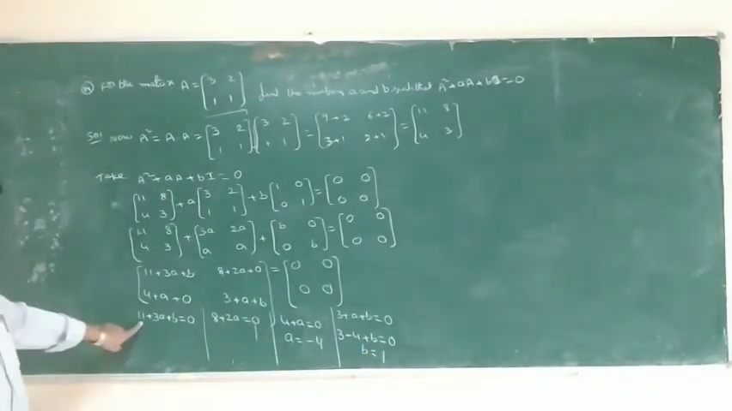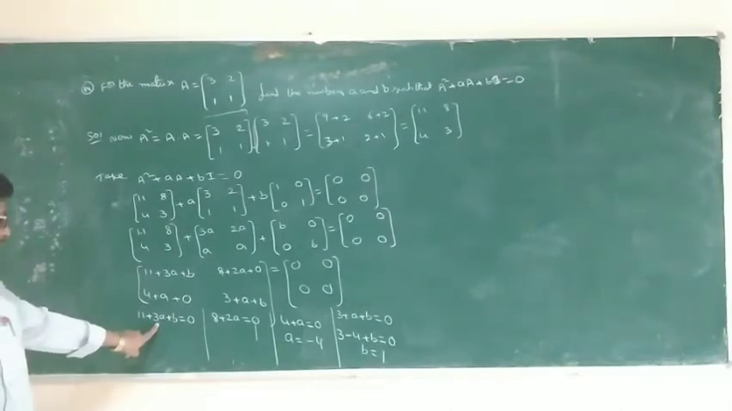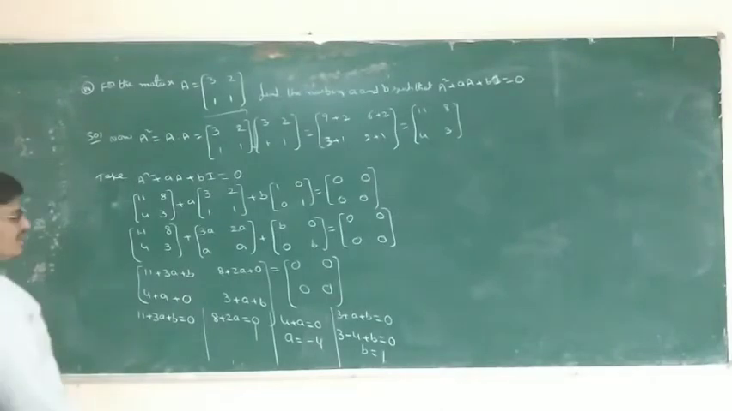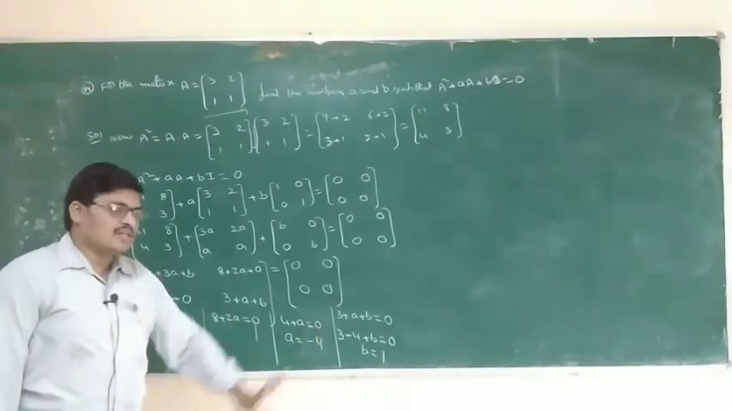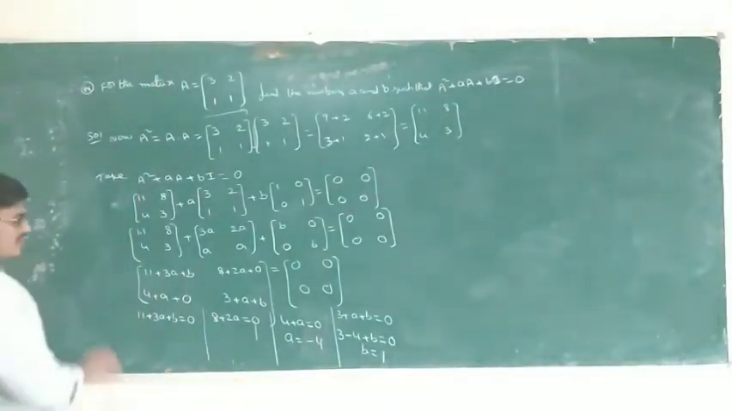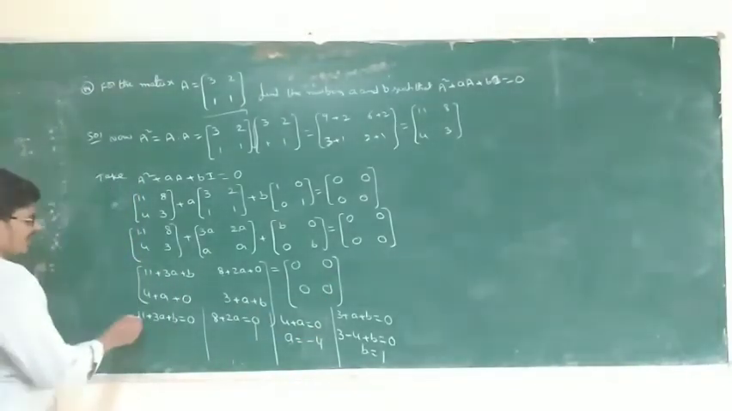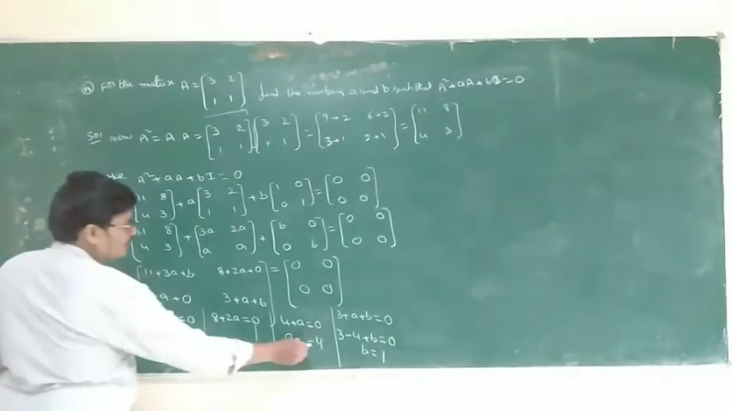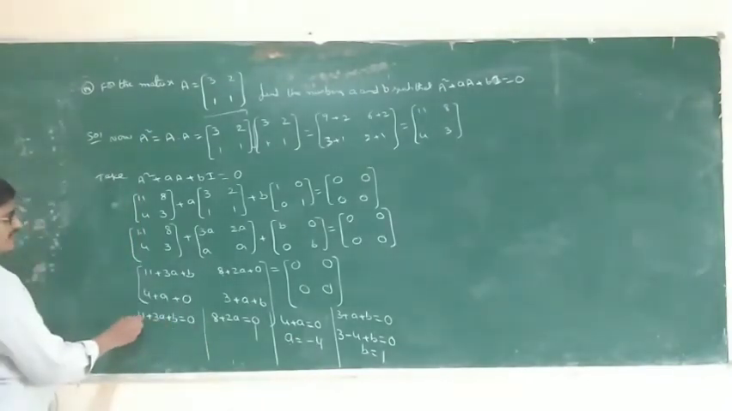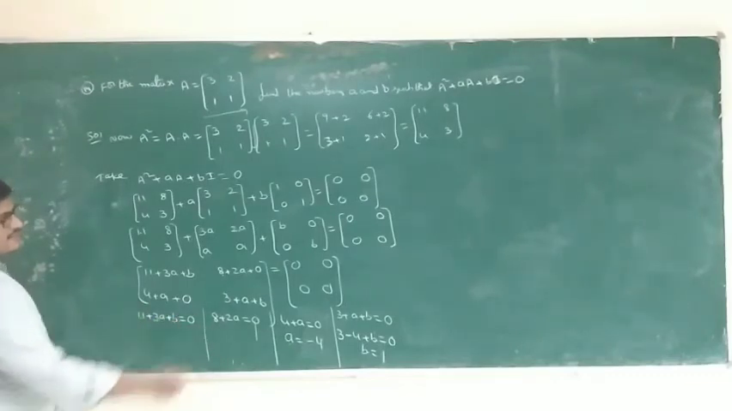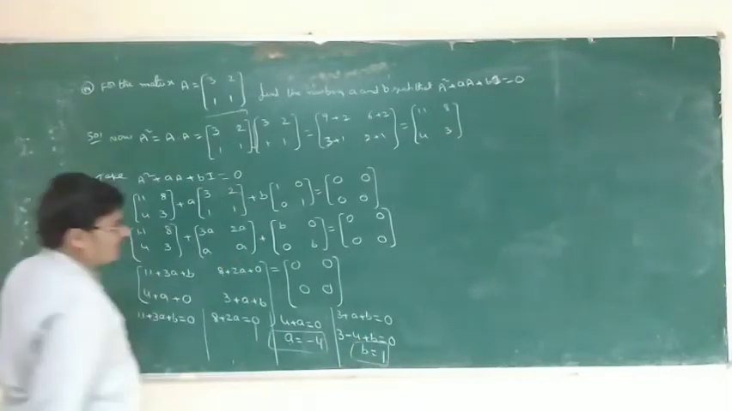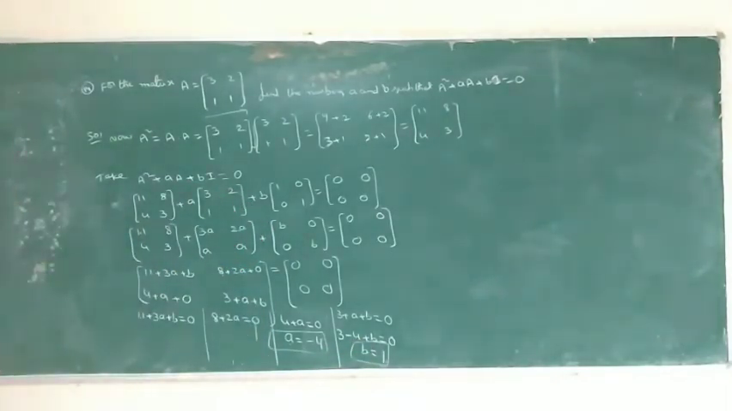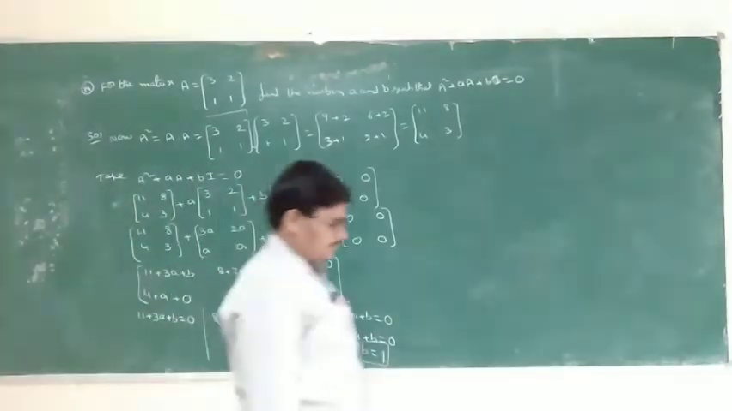Now 11 plus 3 into a, minus 12, plus b. Are the a and b values correct or wrong? How to check? Substitute the a and b values in the equations: 11 minus 12 plus 1, satisfied. So the a value is equal to minus 4 and the b value is equal to 1. Okay. Next.